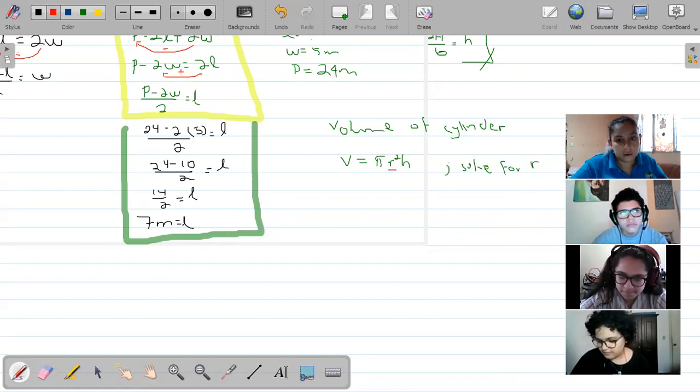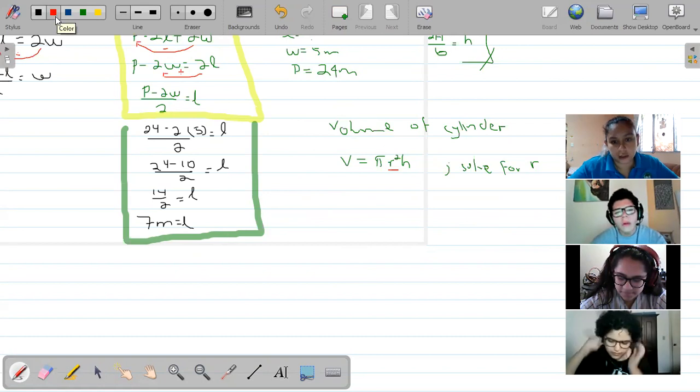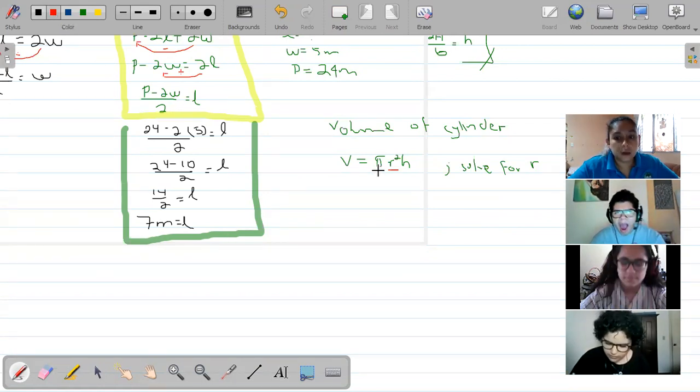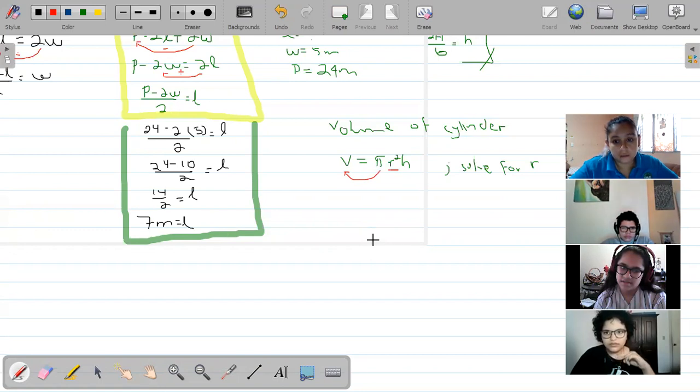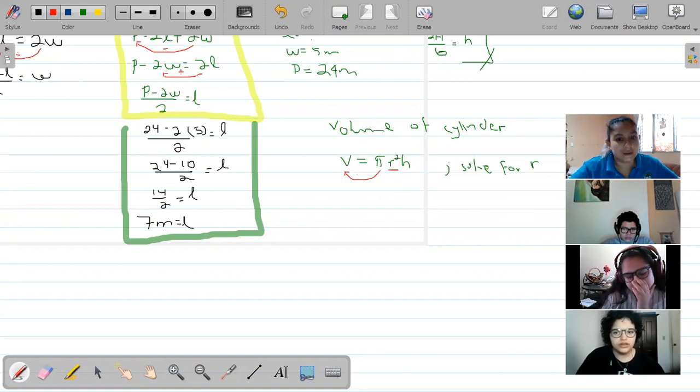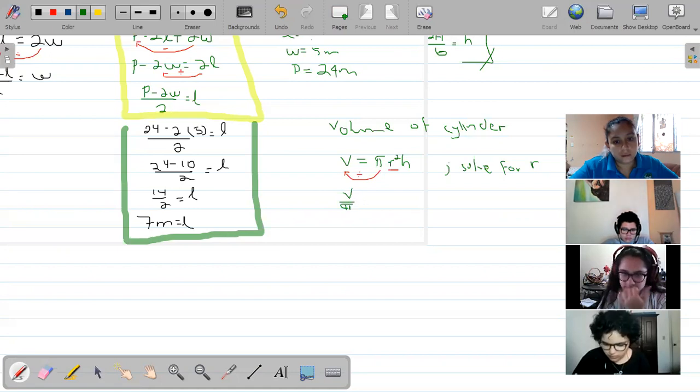So we're going to identify this. This is the one that we need to leave alone. Everything else needs to go to the opposite side with inverse operations. Okay, so pi, it's a special number. So pi, how does it go to the other side? Pi r squared times h. If there's no sign between them, they are multiplying, so they go dividing. So now I'm going to have V over pi equals r squared times h.